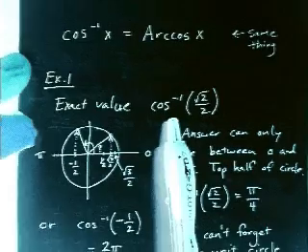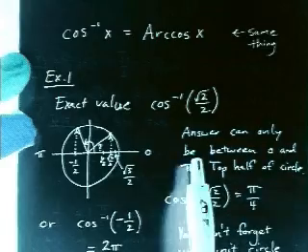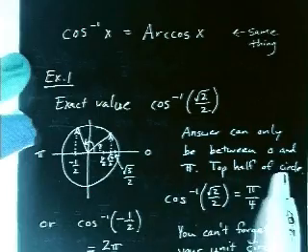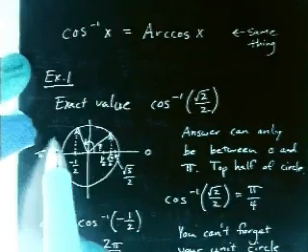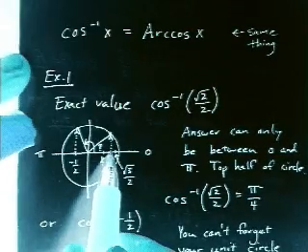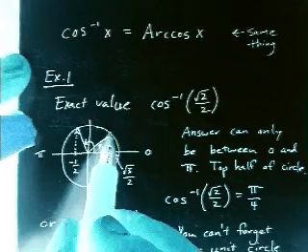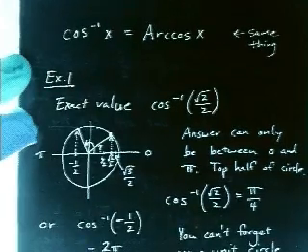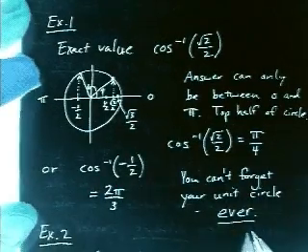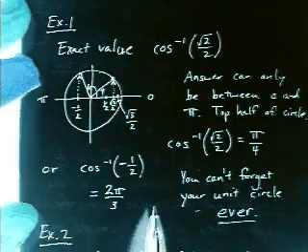Example 1: find the exact value of cosine inverse of radical 2 over 2. Your answer can only be between 0 and pi. If you're thinking about the circle, that would be the top half of the circle. So the answer has to be between here and here. Radical 2 over 2 is an x value sitting right here. If I follow it up to the top half of the circle, I hit that point on the circle, and since we all remember our unit circle very well, you cannot forget your unit circle ever, we find that pi over 4 is the value we need.